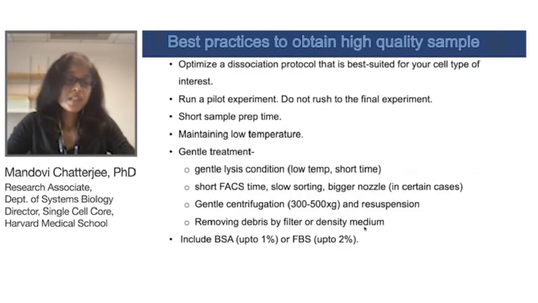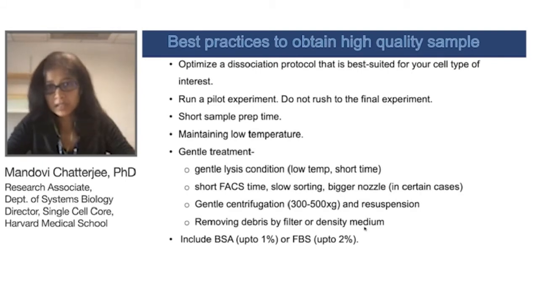So in order to obtain a high-quality sample for single-cell RNA sequencing, it is important to optimize a dissociation protocol that is well-suited for your tissue of interest. You're often in the best position to figure this out because probably nobody knows your cells better than you do. I prefer running a pilot experiment before jumping into a gigantic 32-sample 1 million cell experiment. A pilot run gives you a lot of valuable information, starting from how good your sample prep is to what sequencing depth is optimum for your tissue of interest.